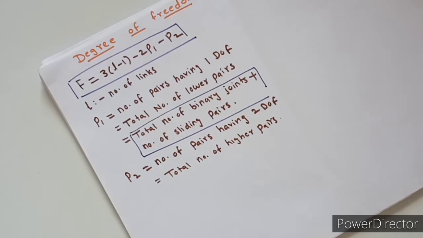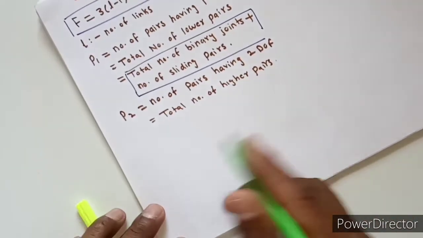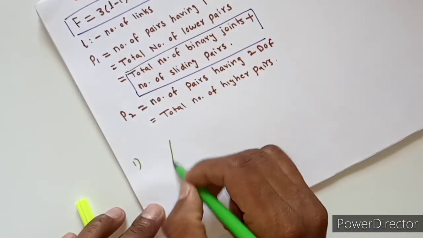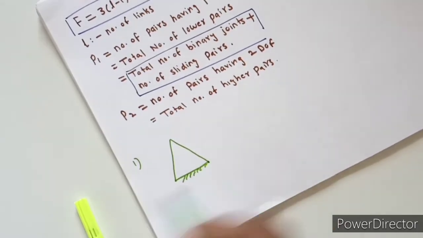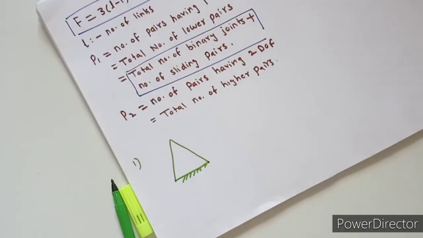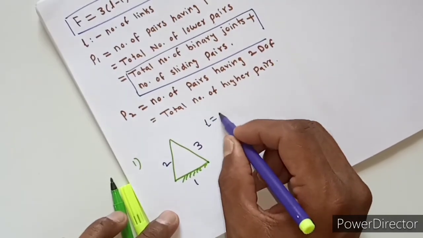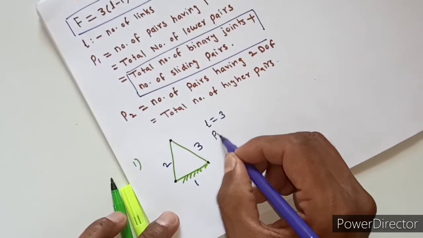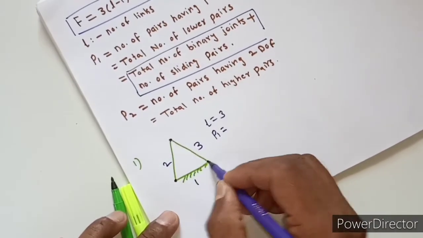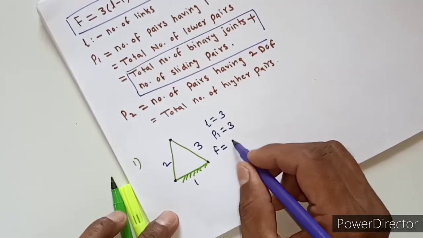Now we'll solve some numericals. Let us apply the Grubler's criteria for some simple mechanisms. Number 1 consists of 3 links. So we'll number the links 1, 2, 3. So L equals 3. We'll count the total number of binary joints. So P1 equals 1, 2, 3. So F equals 3.